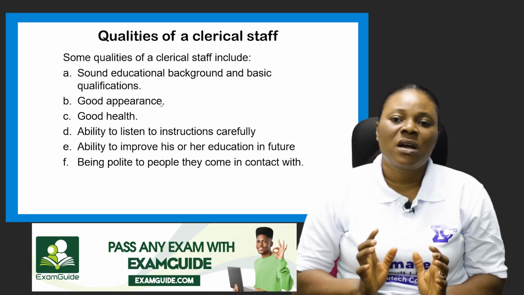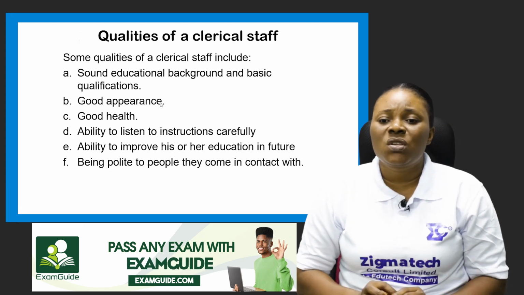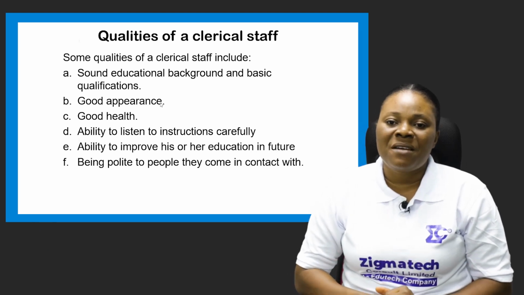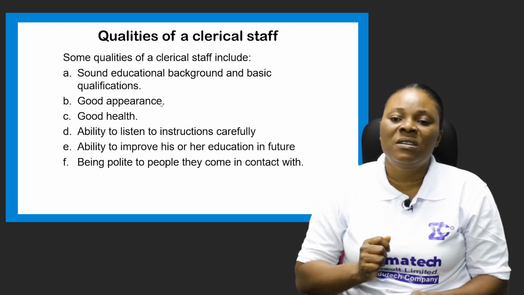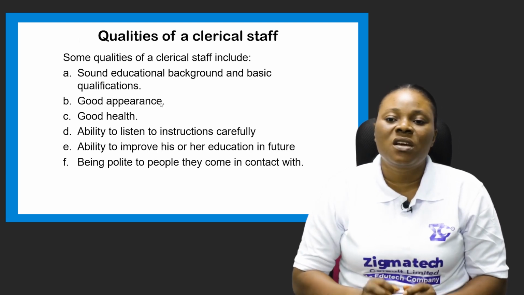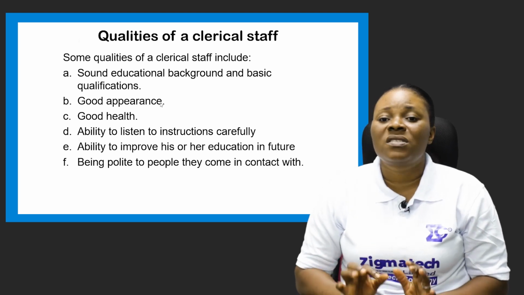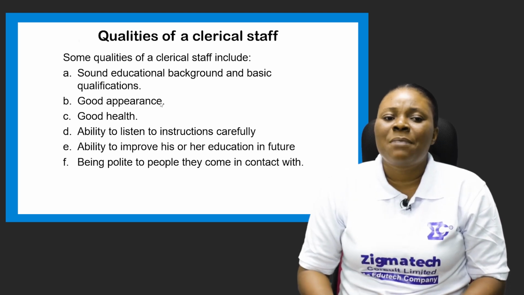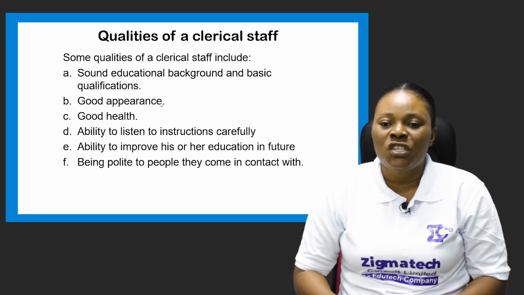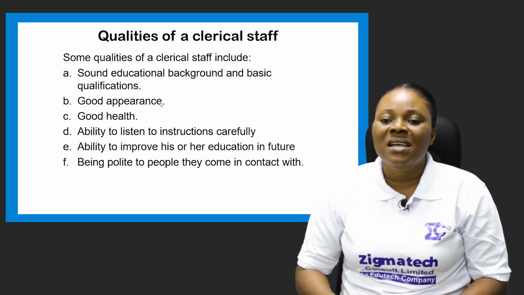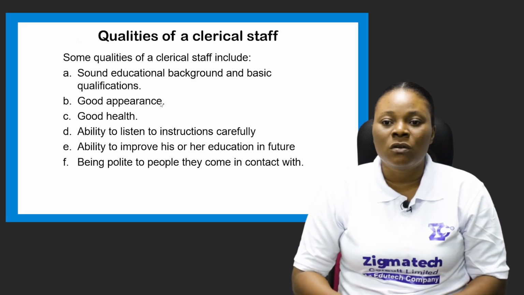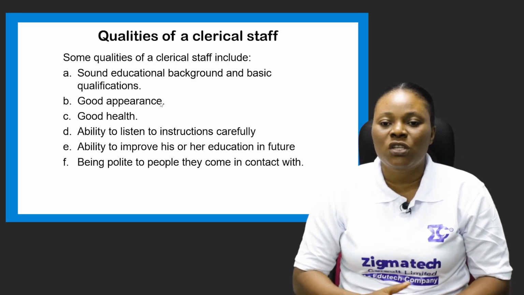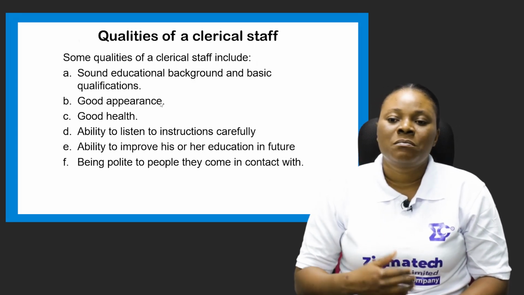And then the fifth or additional quality of a clerical staff is ability to improve his or her education in future. Remember, I said in my first point, you must have the basic qualification, which is you having the senior secondary certificate. But you shouldn't end there. You should have that ability, that urge to improve your education and not just settle where you are as a clerical staff. That makes you a good worker in an establishment. You should have the ability to improve your education in future as time progresses.